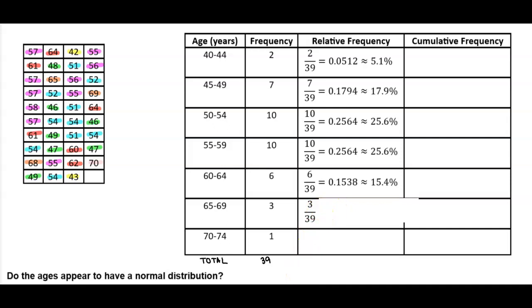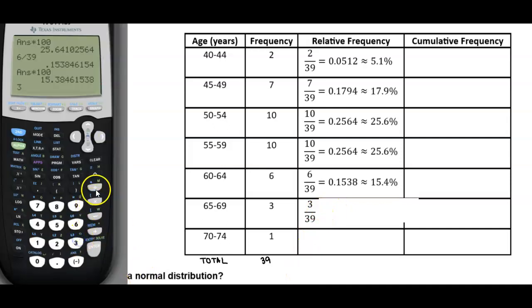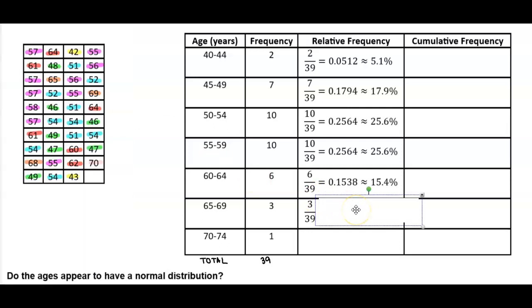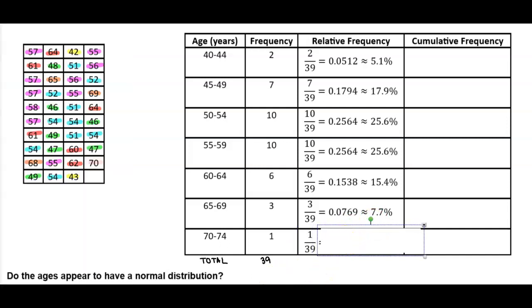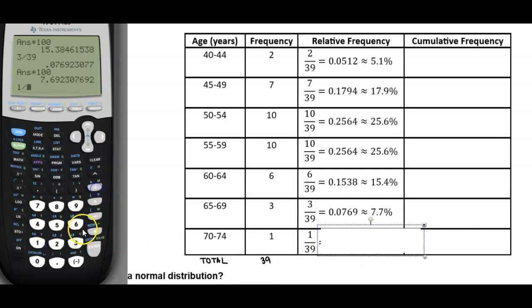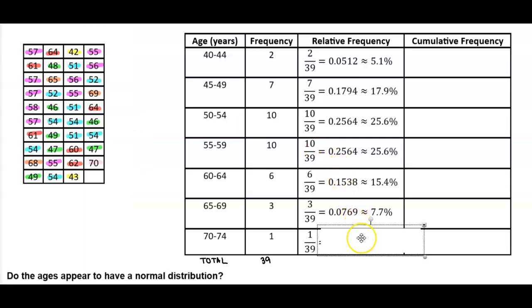Now we're going to take 3 and divide that by 39. So 3 divided by 39 gives us this decimal. If we multiply it by 100%, that gives us 7.69. We're going to round that to one decimal place, so this 9 tells us that we need to round up. So therefore that's going to give us 7.7%. And then the last one, we're going to take 1 and then divide that by 39. So 1 divided by 39 gives us 0.0256. Let's multiply that by 100, and rounding that to one decimal place gives us 2.6%.